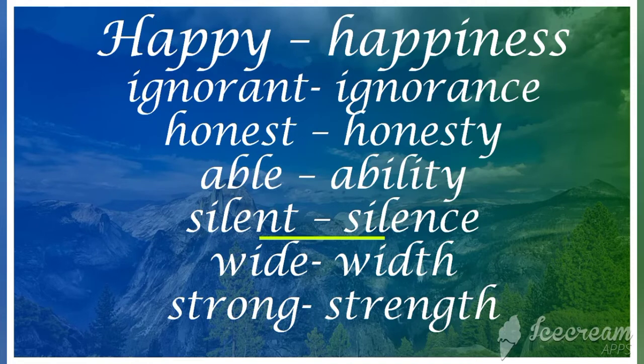Ignorant is an adjective. Ignorance is a noun. Honest is an adjective, an honest man, giving information about the man. Honest is an adjective, and honesty is a noun. Able is an adjective, and ability, which is formed from able, is a noun. Silent is an adjective, but silence is a noun. Wide is an adjective, but width is a noun. Strong is an adjective, but strength is a noun.